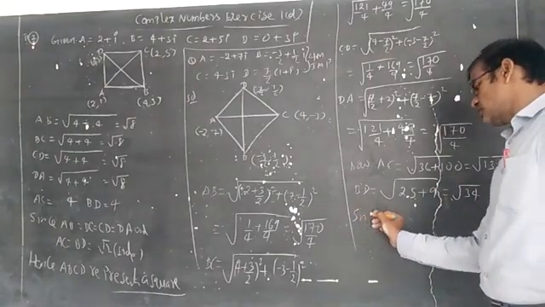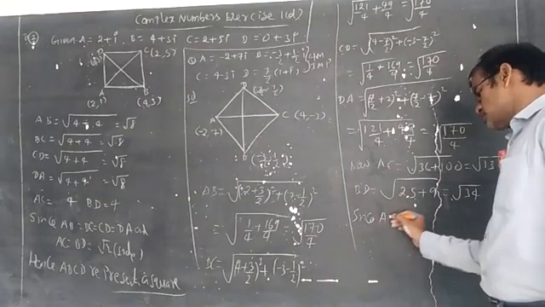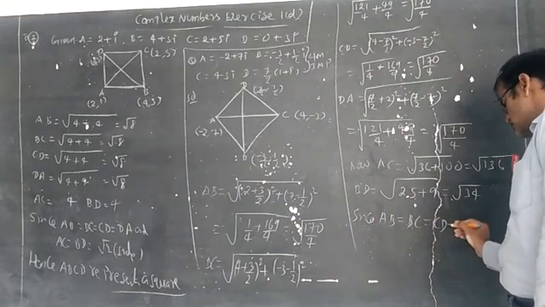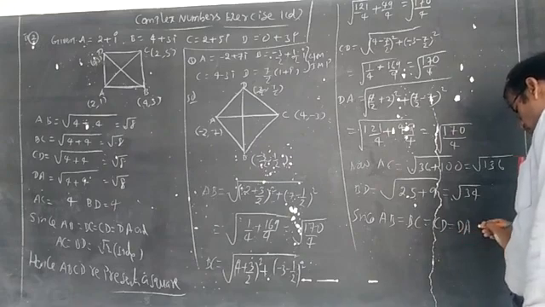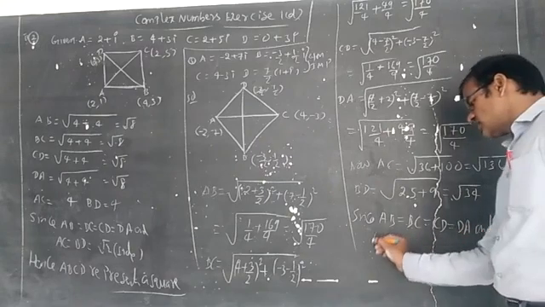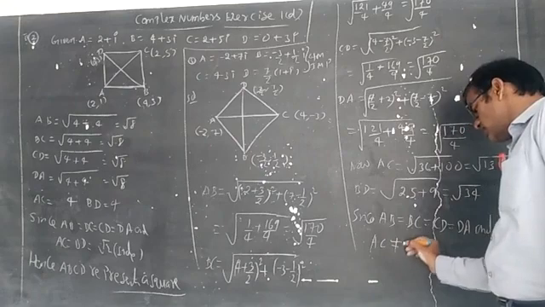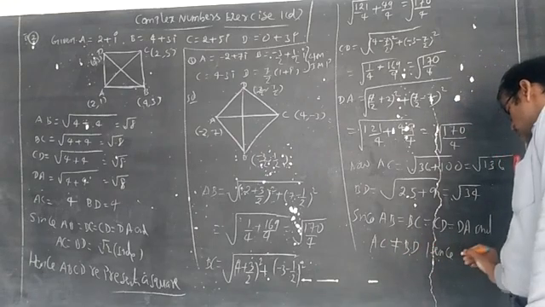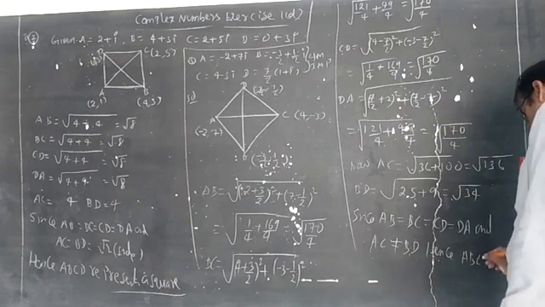Now we can write AB is equal to BC is equal to CD is equal to DA, and AC not equal to BD, meaning the diagonals are not equal. Hence ABCD represents a rhombus.